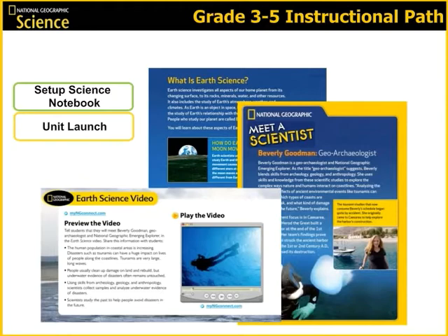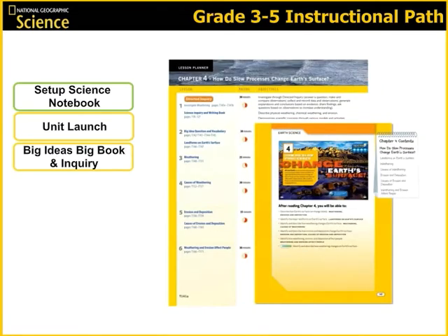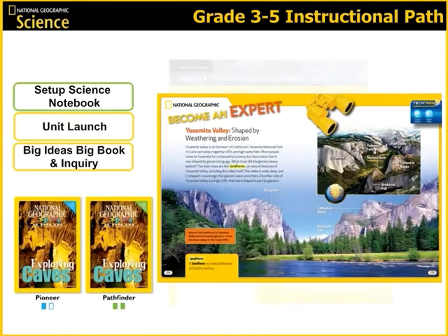Since students at this level will be reading more of their text on their own, the strategies for reading informational text that were covered in grades K2 in the Read Informational Text section are embedded into the Big Ideas instruction. And the Big Ideas instruction is broken down into chapters. In grades 3 through 5, the Become an Expert informational text is built in, but they do have the additional Explore on Your Own leveled readers.